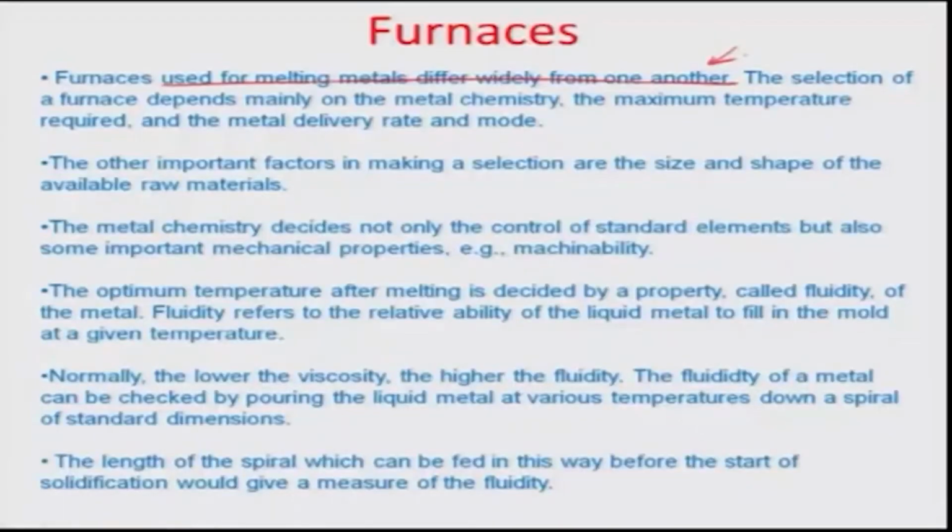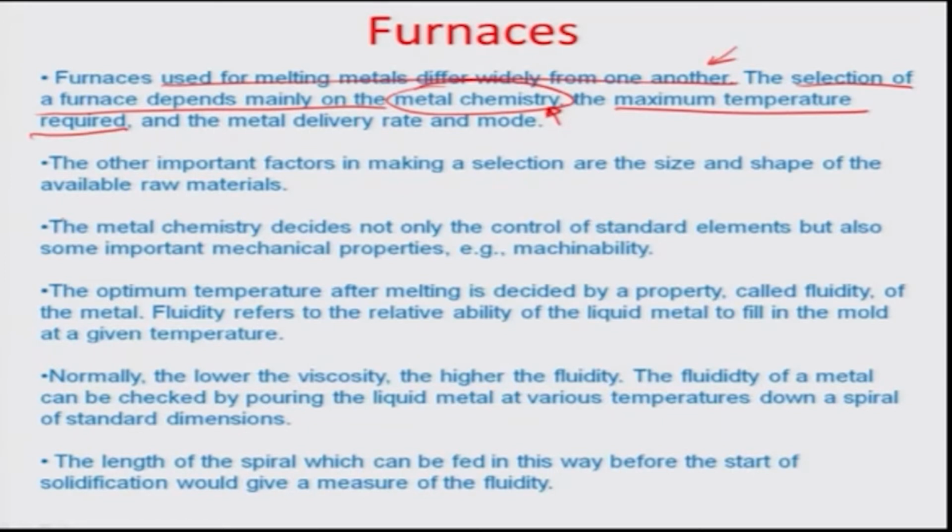The selection of a furnace depends mainly on the metal chemistry being used, and also the maximum temperature that is needed. In some cases you need to superheat the material before pouring into the mold, so that it can reach longer distances and fill up, let us say, serially placed molds in a gated pattern. In that event the overall temperature has to be much above the freezing temperature of the material, and that is called superheat. Not all furnaces can superheat or boil the material off, because there is a rate of heating limitation and also a maximum temperature limitation of these furnaces.